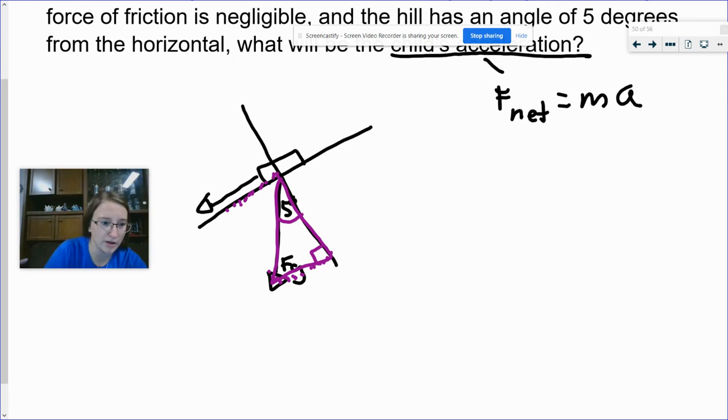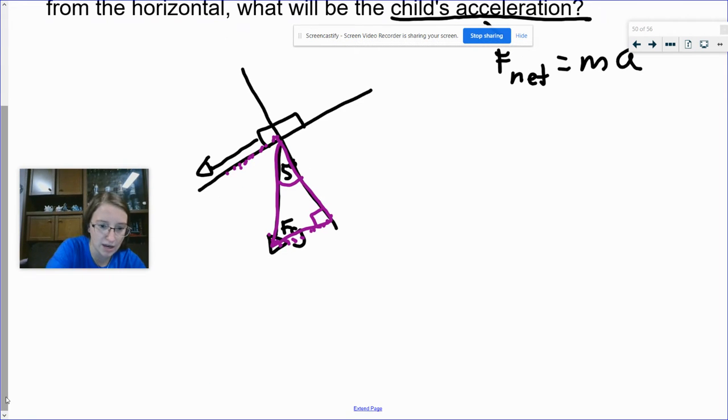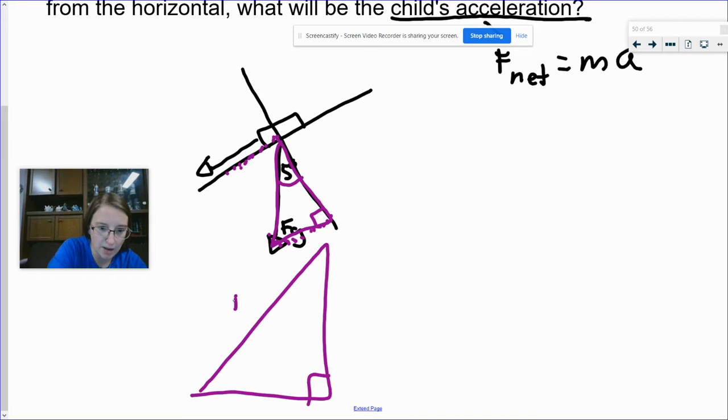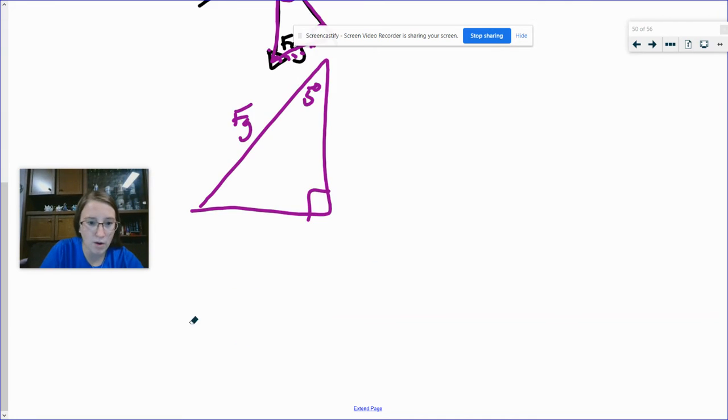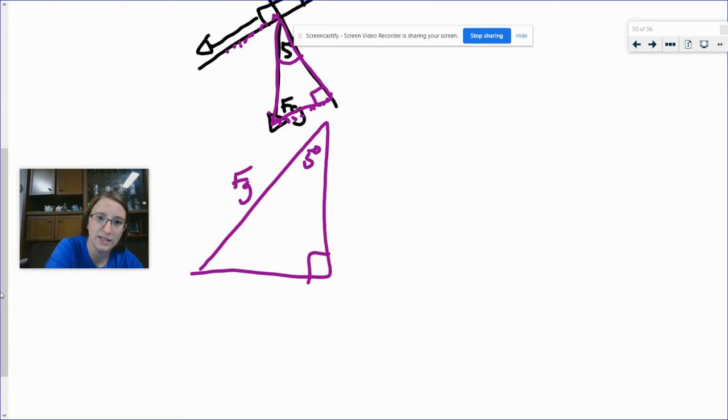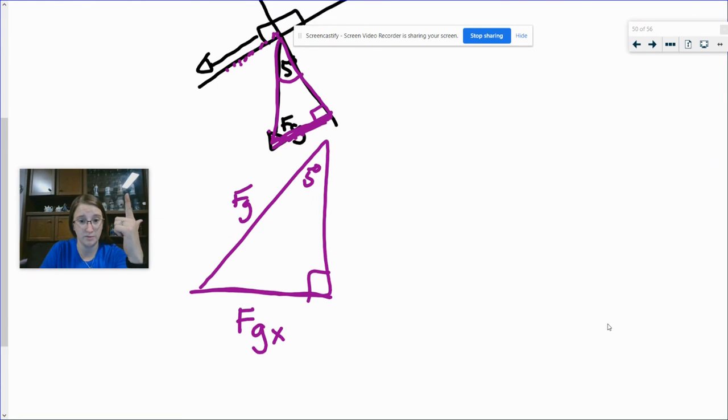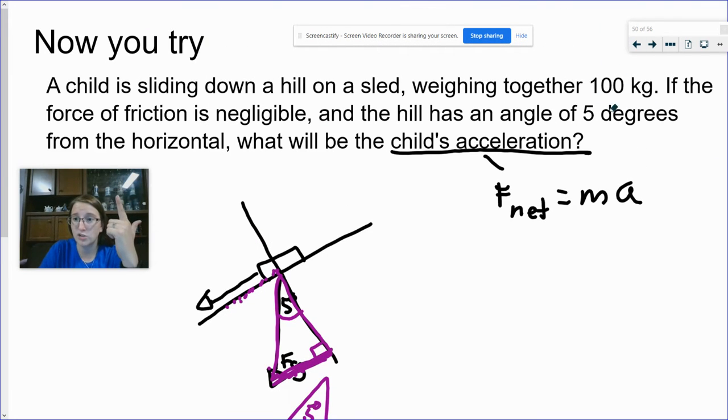There's my right angle. I'm going to recopy it tilted so that gravity is my hypotenuse and the 5 degrees is up here. I want to find my x component, and that's this piece right here. I need to find my x component of gravity. So we can know the force of gravity because the force of gravity is your mass times gravity. So looking back up, 100 kilograms is this kid on the sled together.